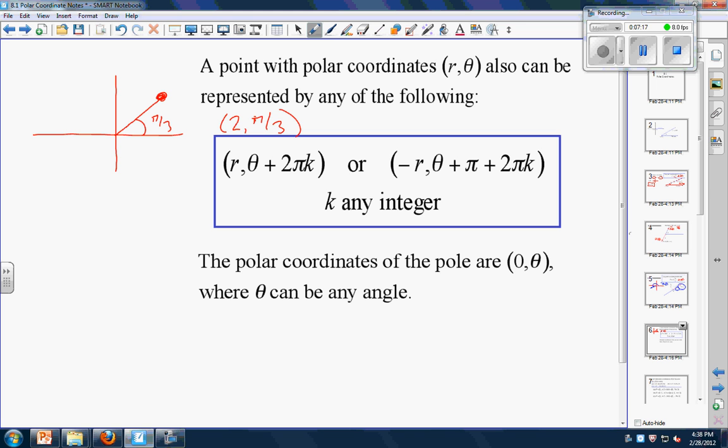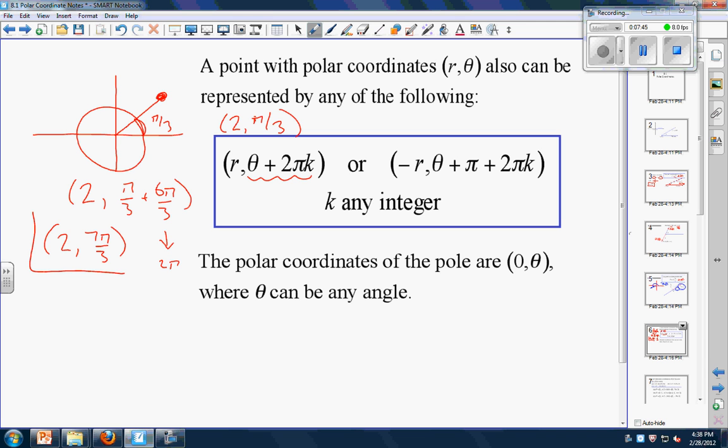Well, couldn't I have gone around 360 first and then tilted up pi over 3? That's all this is saying right here. So it's saying 2 comma pi over 3 is the exact same thing as doing 2 comma pi over 3 plus 6 pi over 3. Because remember that it's just 2 pi. So this is the exact same thing as this. We could add another 6 pi over 3 and another, and on and on and on.